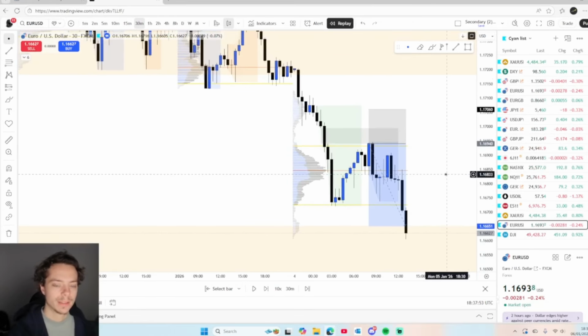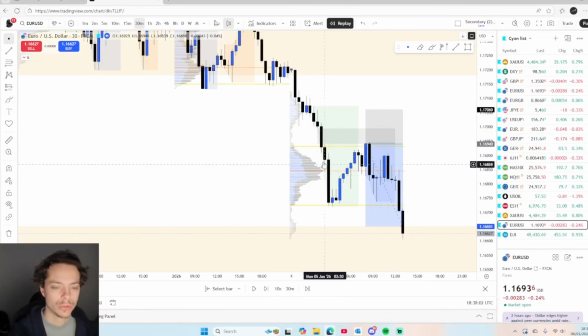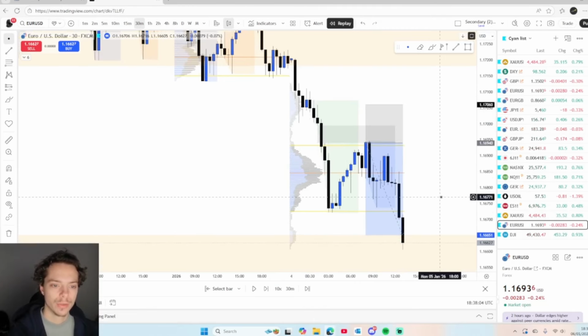And hopefully that made sense with a breakdown of what the fixed range volume profile is, what the value area high, value area low, the value area, the point of control, your low volume nodes, your high volume nodes are, and how you can actually use it to catch trades.